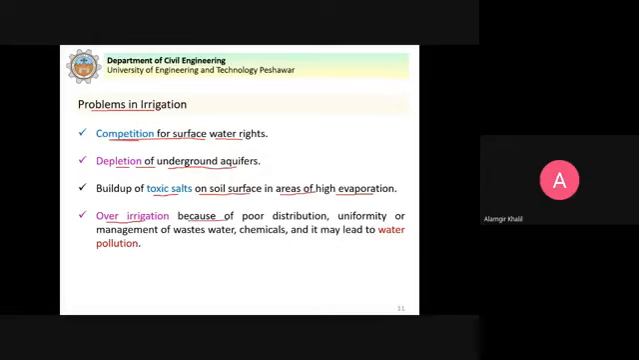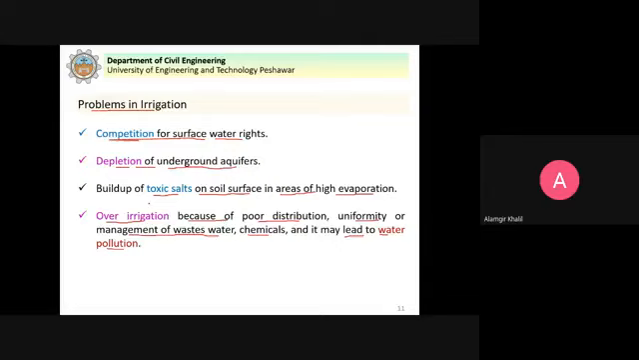Over-irrigation, because of poor distribution, uniformity, or management, may lead to water pollution from wastewater and chemicals. If we supply more water, what will happen? On the agricultural land we apply fertilizers and pesticides, so these are mixed with water and then taken up by the crops. But if we have over-irrigation, meaning more water is supplied, then the same water, if it drains into a natural stream, will definitely cause water pollution.